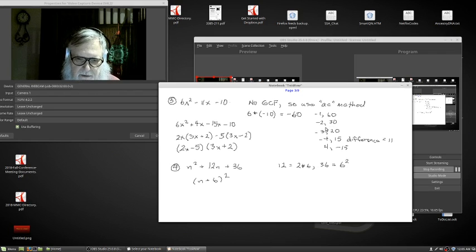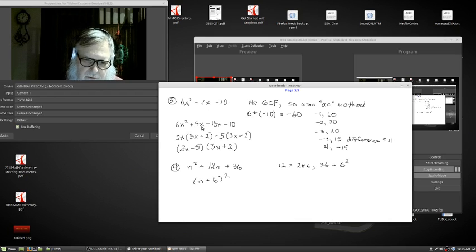Negative 2 times 30 is another pair. That difference is 28. Again, not 11. Negative 3 times 20 is 17. Again, that's not the right one. And then we look at negative 4 and 15, and the difference there is 11, but we want negative 11. So we go with the opposite. Instead of negative 4, 15, we go with 4, negative 15, and those do add up to negative 11. So we'll replace this negative 11x with plus 4x minus 15x.